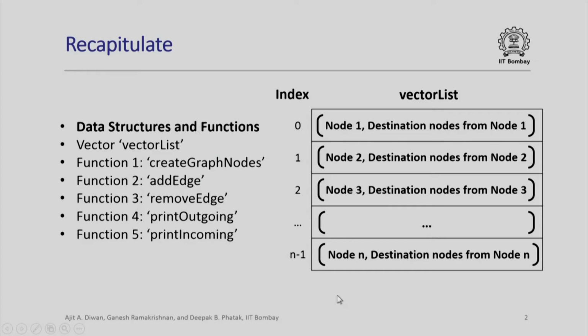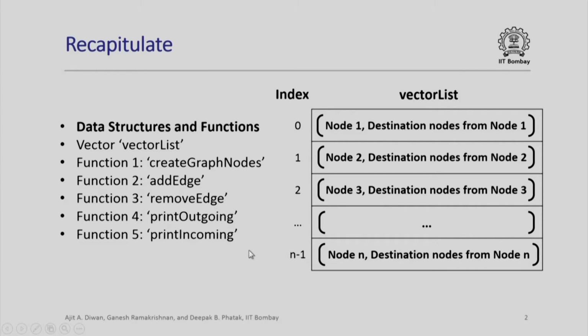To recapitulate, we had used a data structure which was actually a vector list, and there was a list associated with every node. We had agreed that the first element of each vector list will be the starting node, and then subsequent elements of that vector list will be the destination nodes from each of these nodes. So, this way we will be able to represent all edges which emanate from node 1, node 2, node 3, etc. We had also written functions to create graph nodes, to add an edge, to remove an edge, and also two functions to print outgoing and incoming edges.